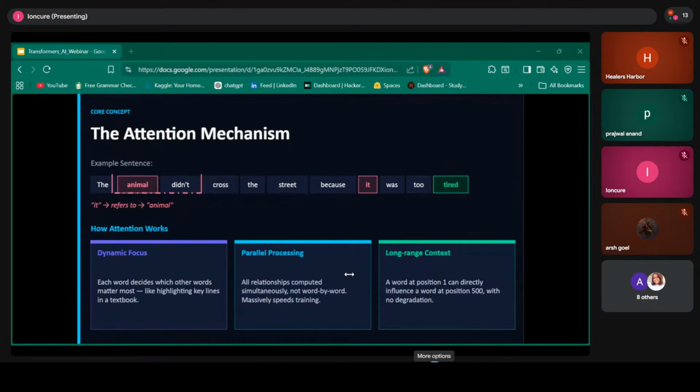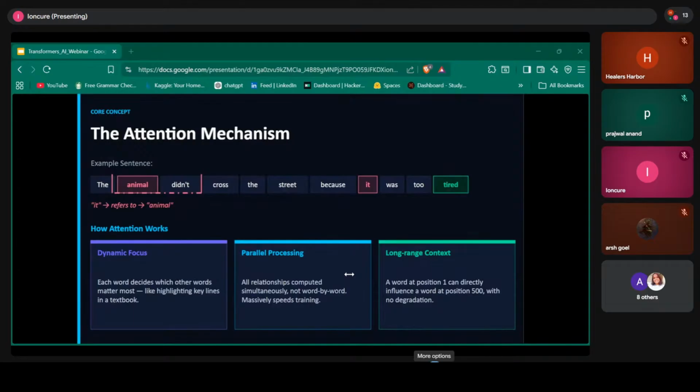So let's dive a bit deeper. What is attention exactly? Let's use an example, and you can see a sentence on the screen. The animal didn't cross the street because it was too tired. What does the word "it" refer to? You know it's the animal, not the street.